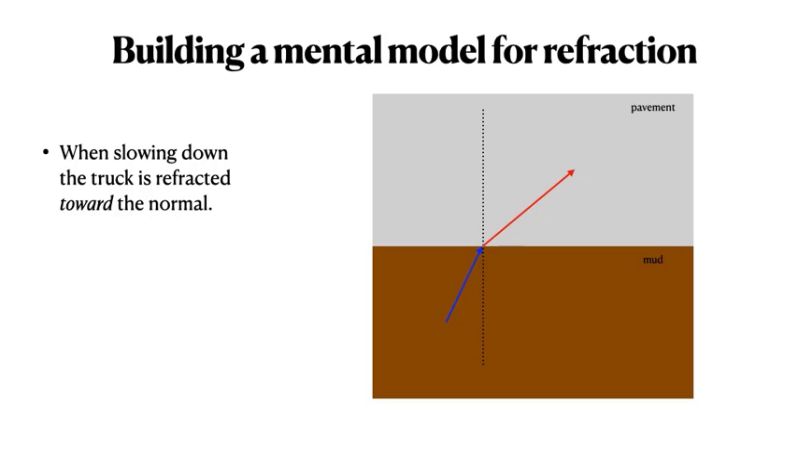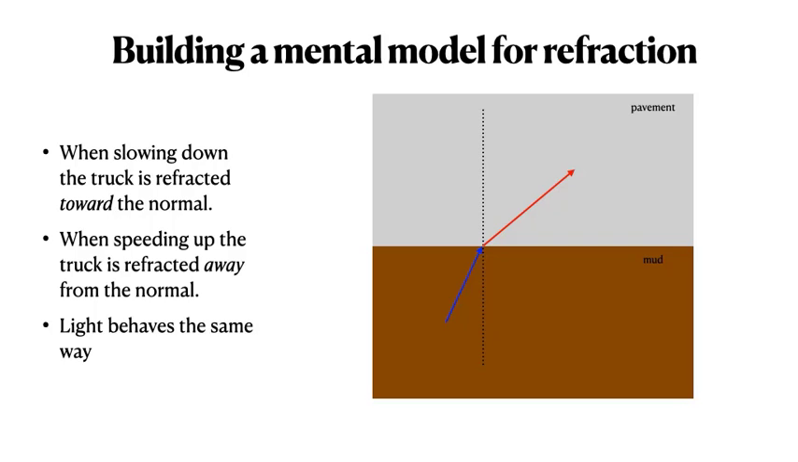Again, the indigo ray represents the incident ray. The red ray represents the refracted ray. And we can see that when that truck was speeding up, it bent away from the normal. Light does the same thing. When light travels from one medium into another, and it travels into something that allows it to travel faster, it will always refract away from the normal.